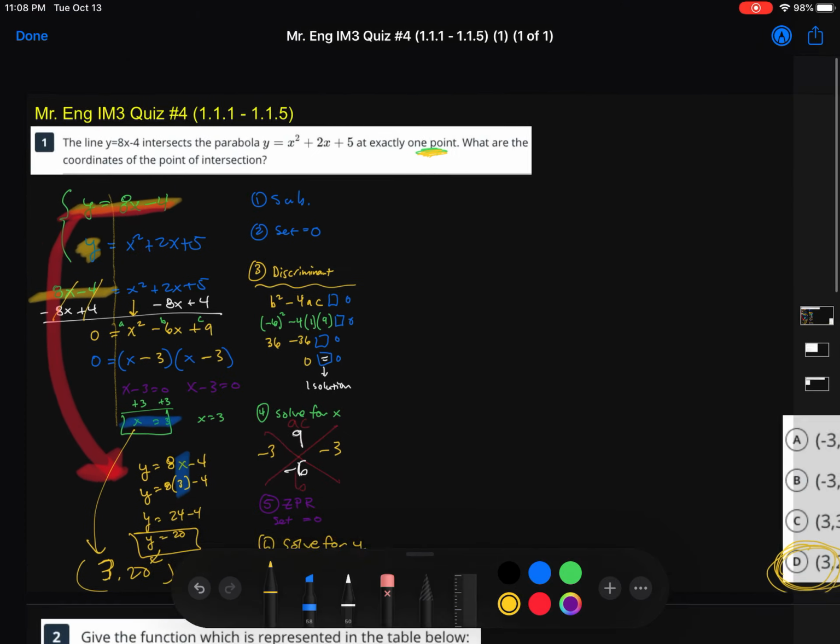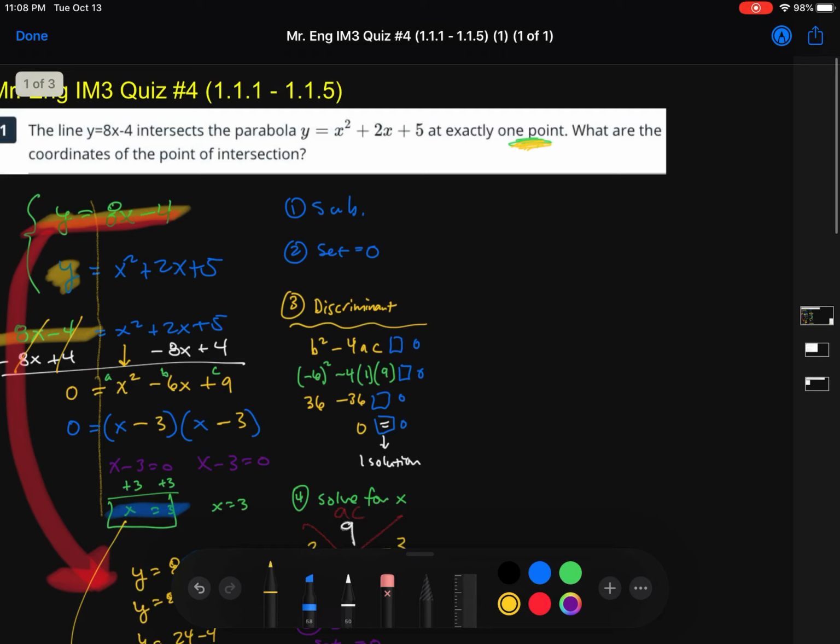Now, just to make sure you understand why, if you graph our coordinate plane, and in green you have 8x minus 4. So you go up 8, that's a distance of 8, and you run 1. And then my equation looks something like this, okay?